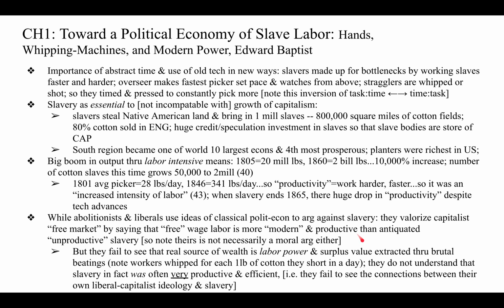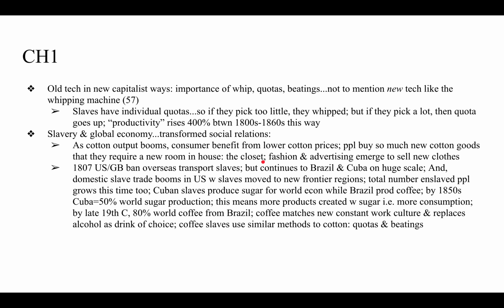I've talked about some of this. Abolitionists and liberals at the time used ideas of classical political economy to argue against slavery. They valorized the capitalist free market by saying that free wage labor is more, quote, modern and productive than antiquated, quote, unproductive slavery. Note that this is not necessarily a moral argument either, but they failed to see that the real source of wealth is labor power and surplus value extracted through brutal beatings, etc. And they also do not understand that slavery, in fact, was often very productive and efficient, in addition to these other critiques which I've already examined.